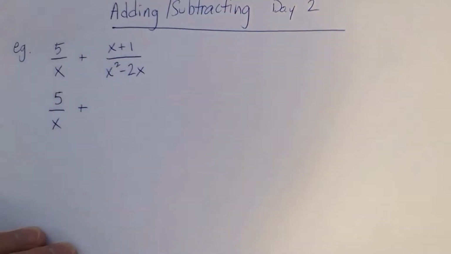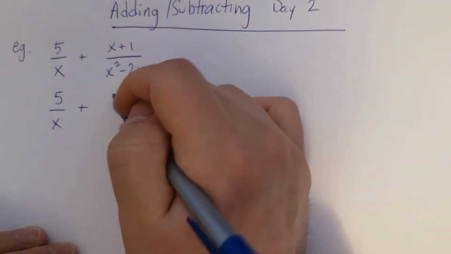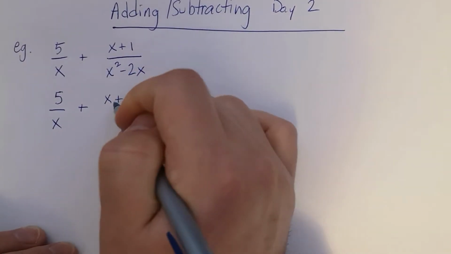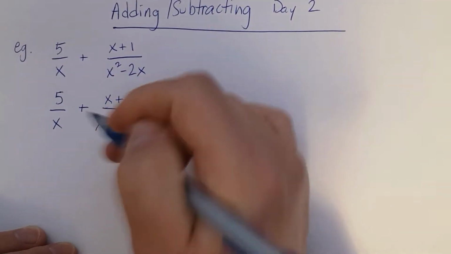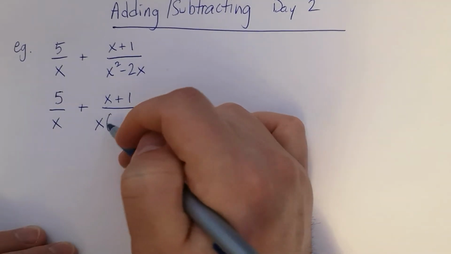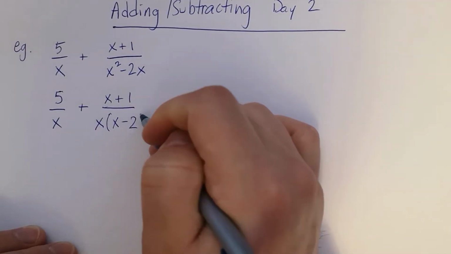So the first thing we want to do is factor. Okay, there's nothing I can do with 5 over x, but it looks like I can factor an x out of this denominator here. Okay, and I'm going to be left with an x minus 2.